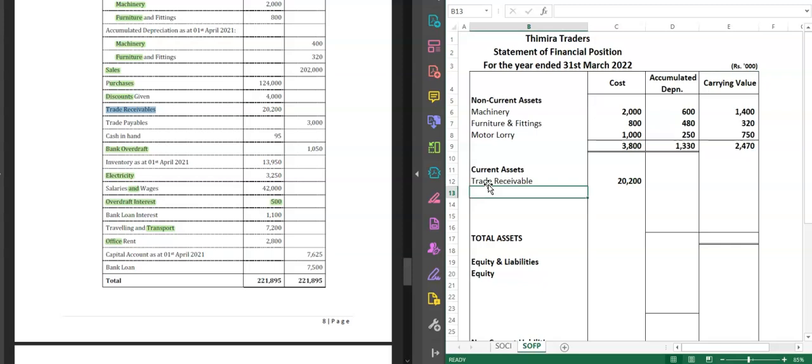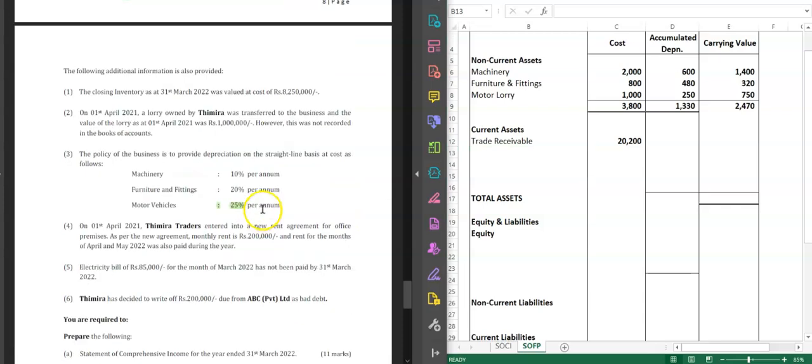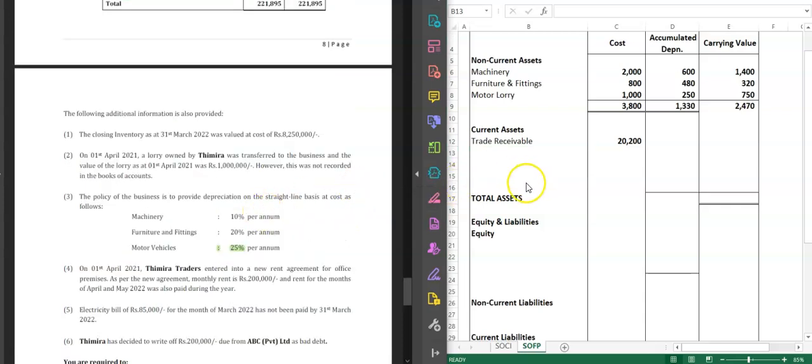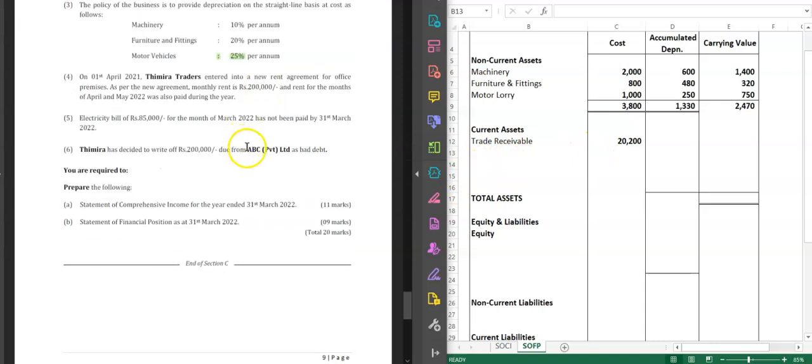No, you can't put 20,200 because there is a bad debt. So you have to minus the bad debt for that. Okay. So the bad debt we have calculated is 200. So 20,200 minus 200. That is bad debt. So 20,000 is the net trade receivable.